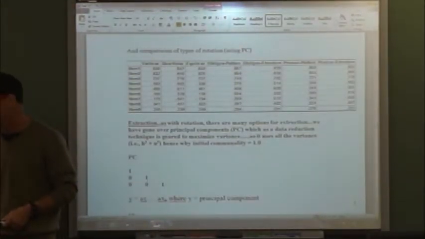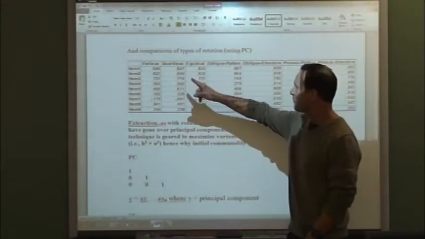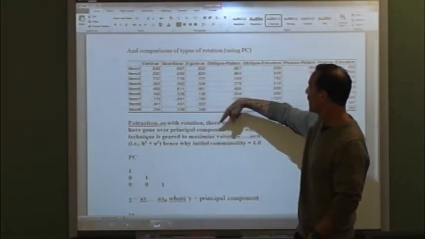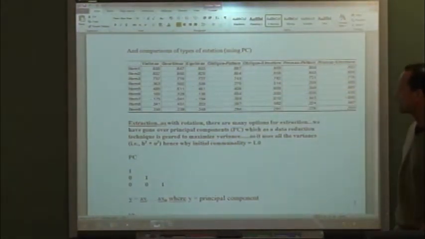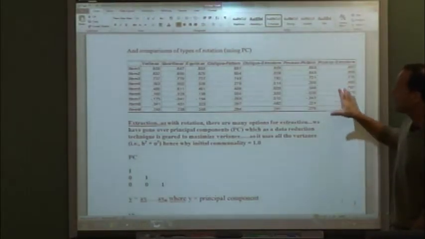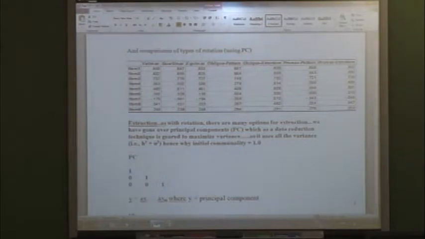So here's just a little table I created in Excel, just to show you the different types of rotations we've gone through. It's kind of nice, everybody. Varimax, Quartimax, Equimax, oblique pattern matrix, oblique structure matrix, Promax pattern, Promax structure. So this shows you the factor loadings just for the first component, to see if they're radically different. They're really not. You don't see huge differences.